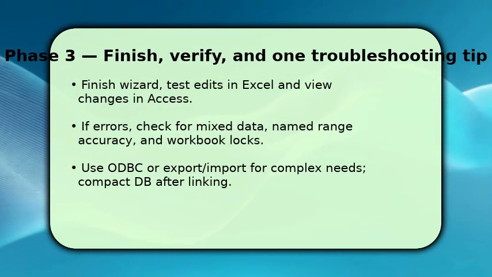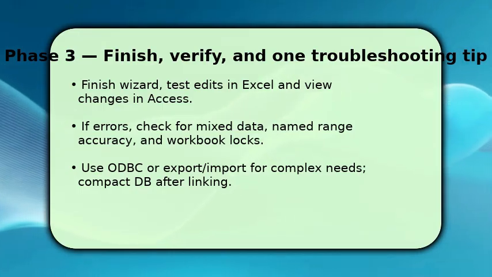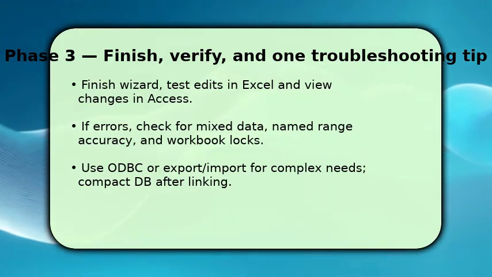Complete the wizard and then edit a value in Excel. Make sure the change appears in Access. This proves the link. If something fails, check for workbook locks, remove mixed data types, and confirm the named range or sheet name matches what Access referenced.